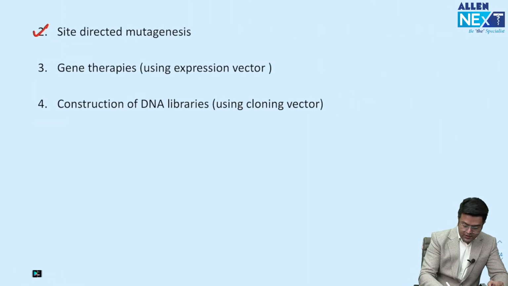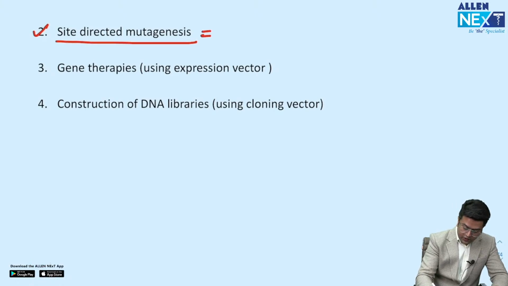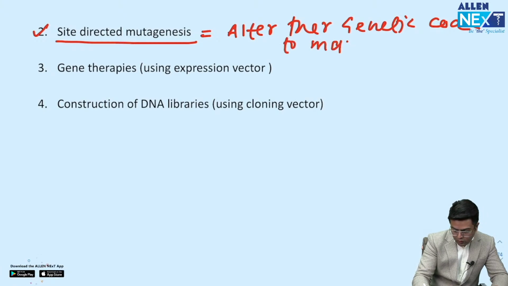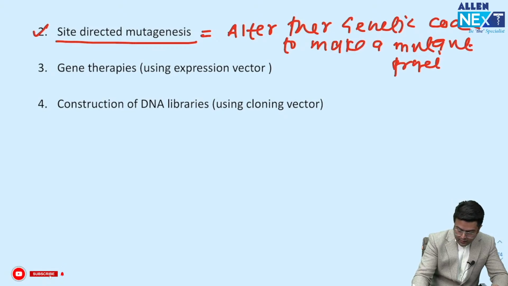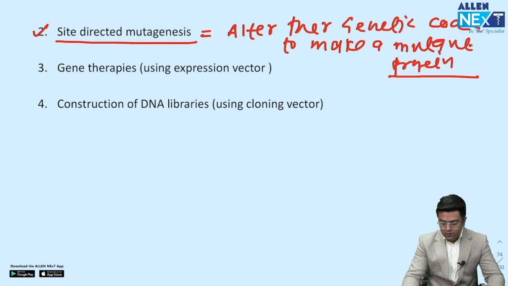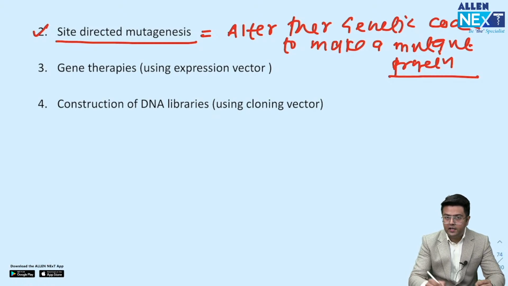Guys, second application is site-directed mutagenesis. So guys, what is site-directed mutagenesis? We can alter the genetic codes to make a distant protein. So guys, we can study the pathogenesis of certain diseases. We can alter and make the models, like where there are point mutations. Like in a disease, there is a point mutation of one nucleotide change. So that is called site-directed mutagenesis.